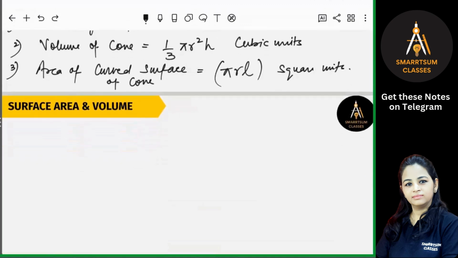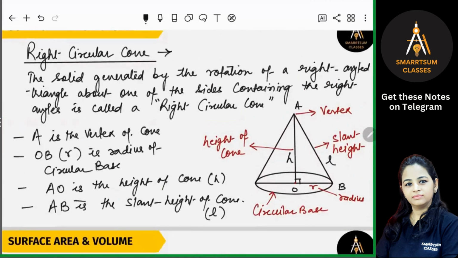Now, the total surface area. The total surface area of the cone. So how can we find the total surface area of the cone? Now look at the cone here. Everybody please look at the screen.